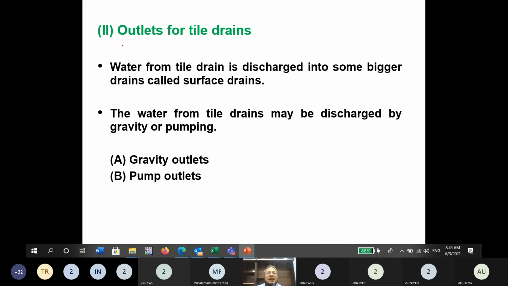Now we have to discuss the outlets of tile drains. This tile drain, this pipeline, must have an outlet somewhere, right?